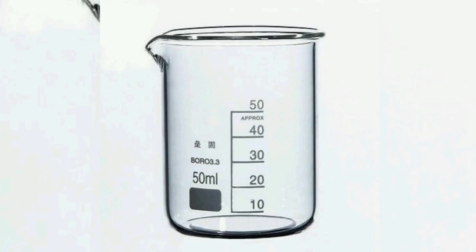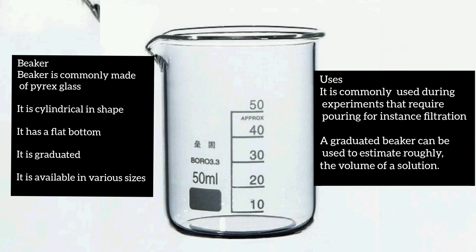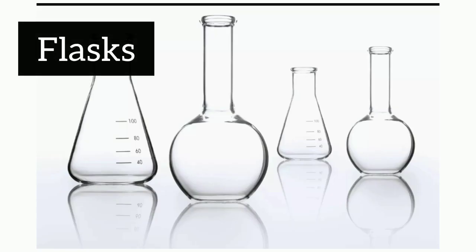Let's look at the uses. 1. It is commonly used during experiments that require pouring, for instance, filtration. 2. A graduated beaker can be used to estimate roughly the volume of a solution. Those are the two uses of beaker. So you use it during experiments that require pouring, for instance, filtration. You can also use the graduated beaker, that is, the one that has measurements, to estimate roughly the volume of a solution.